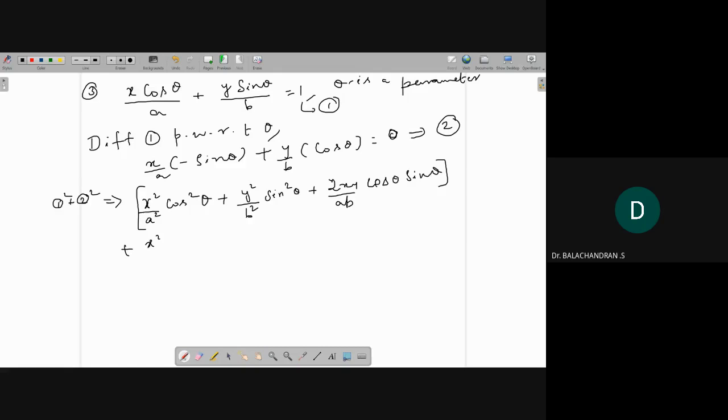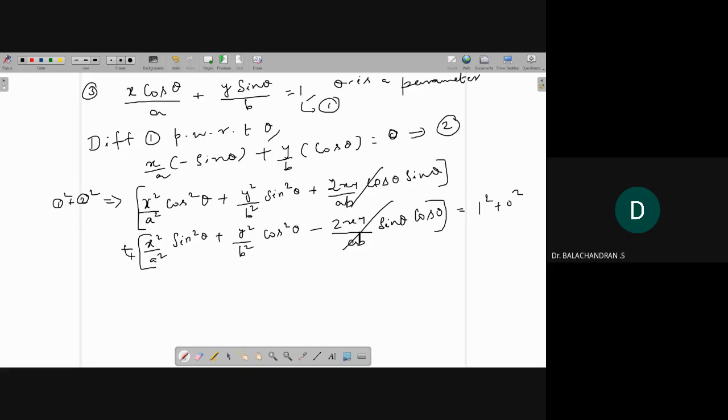And then plus x square by a square sin square theta plus y square by b square cos square theta minus 2xy by ab sin theta into cos theta is equal to 1 square plus 0 square. So you can cancel these two. If you add these two, you'll get x square by a square plus, if you add these two, you'll get y square by b square equal to 1. So this is the envelope of equation 1.